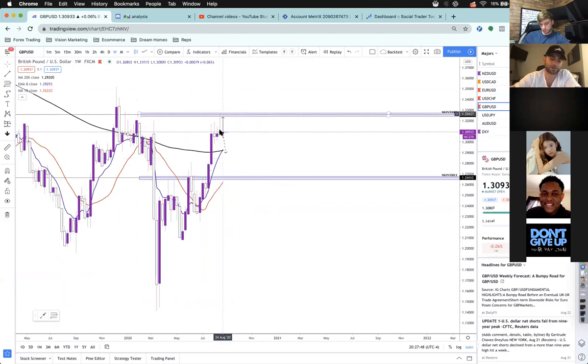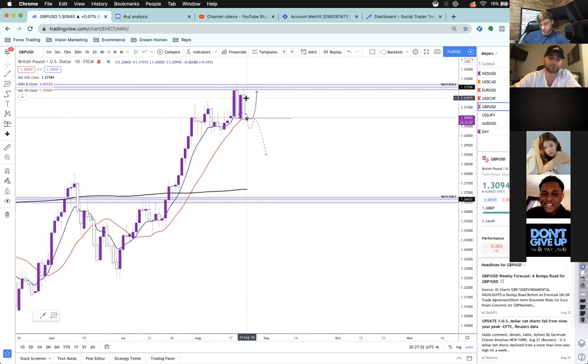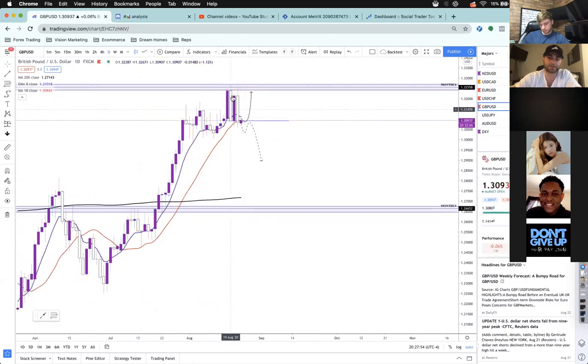Last week closed with a lot of exhaustion off the monthly. Down to the daily though, still bullish, but just trying to focus on this area. Two daily bearish engulfings right there.